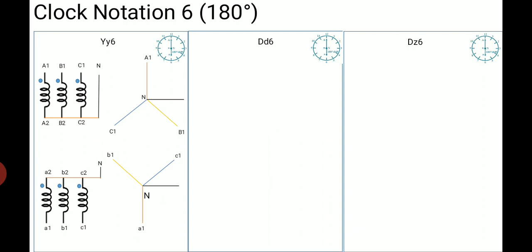Okay, so YY6, star, I think it is clear to you. The 6 can be achieved by reversing the connection. Previously we were shorting the terminals opposite to the dot marking, but to achieve 180 degrees out of phase, the terminals close to the dot terminals are shorted. So it will give you the YY6.